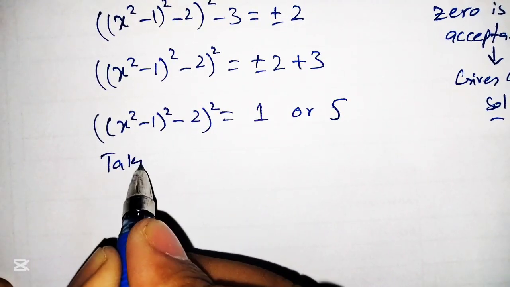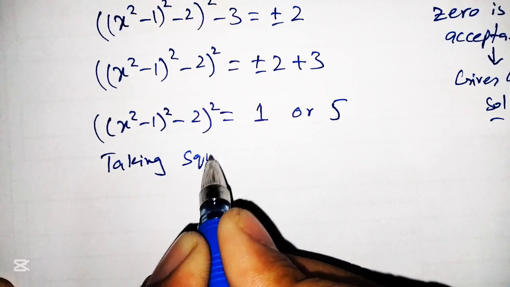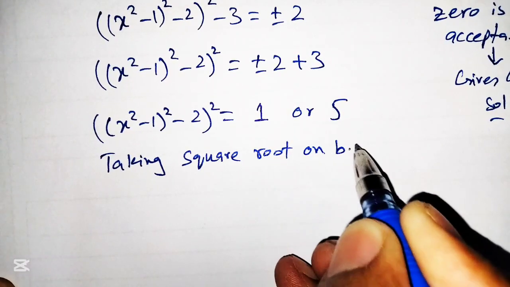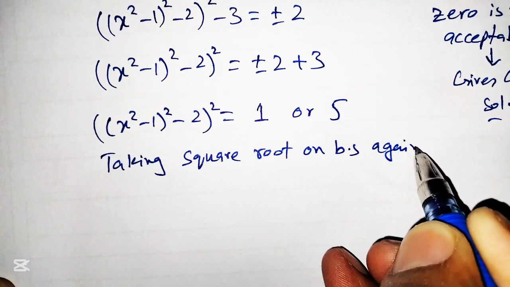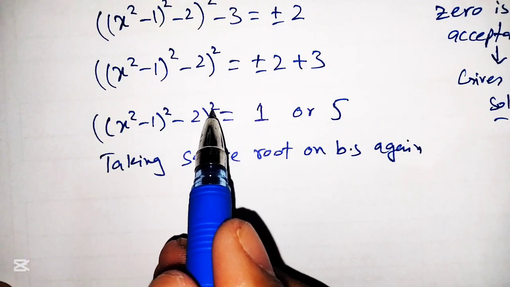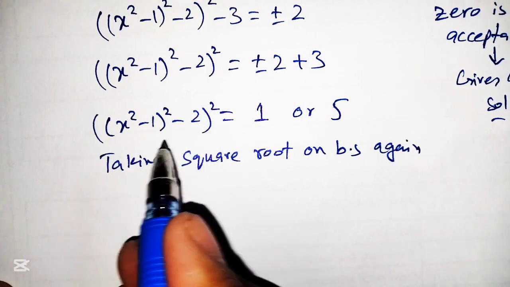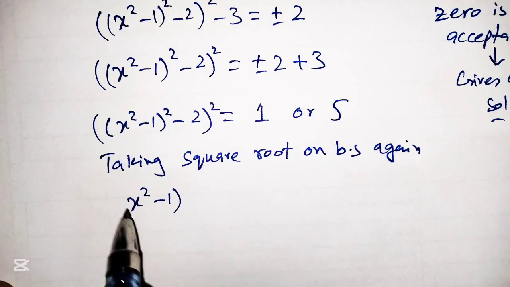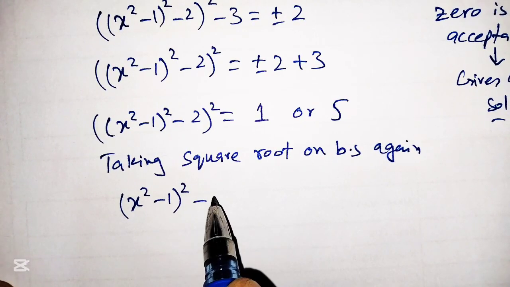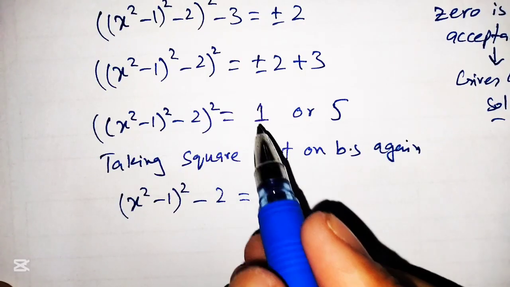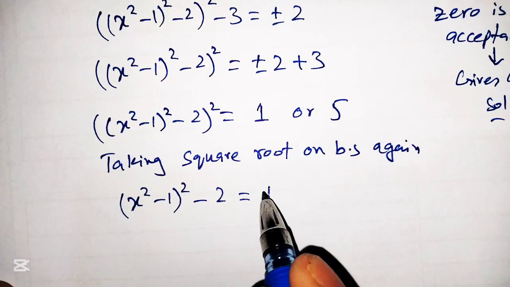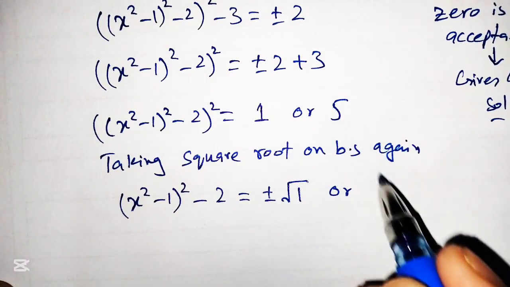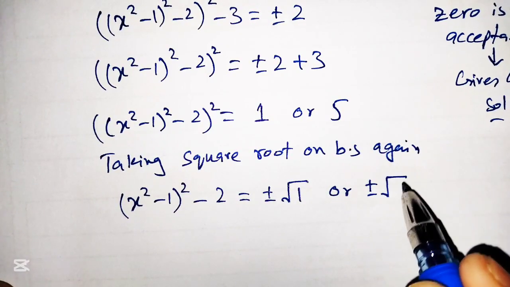For this we will take the square root on both sides. So taking the square root on both sides again, in this way we will eliminate this square, and the left hand side will become, after taking the square root, x square minus 1 square minus 2 is equal to, this will become plus minus square root of 1, or this will become plus minus square root of 5.